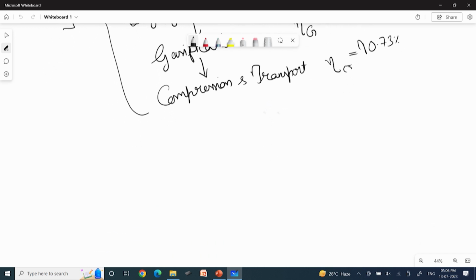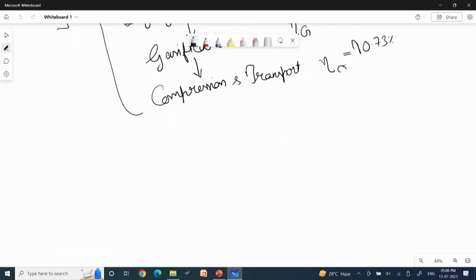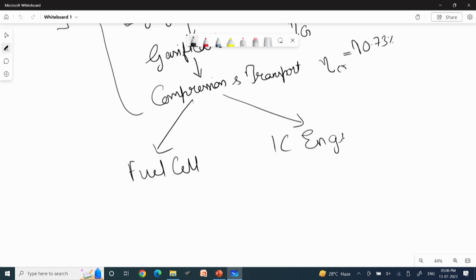And after that again you would have the two options, which could be going towards the fuel cells, or it could go towards the IC engine. The efficiencies of these remain the same at 46% and 25%.